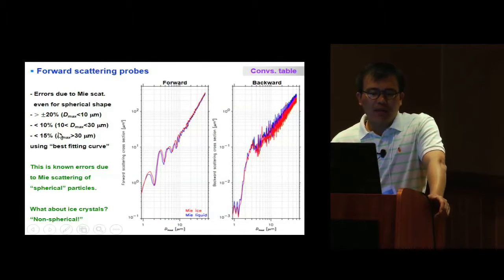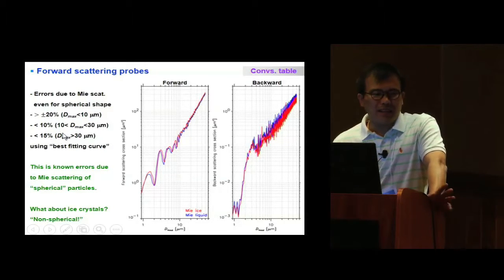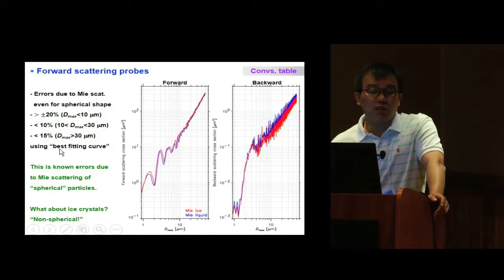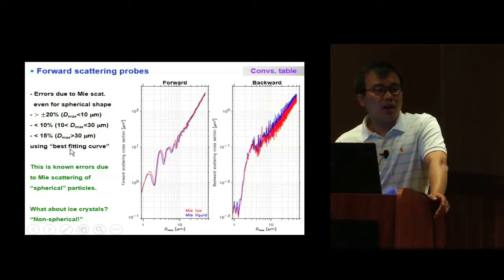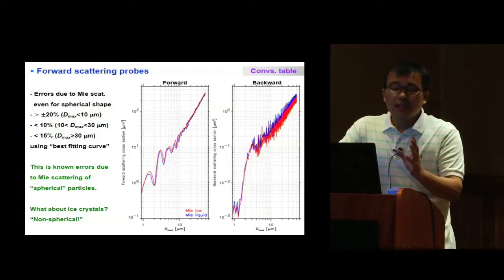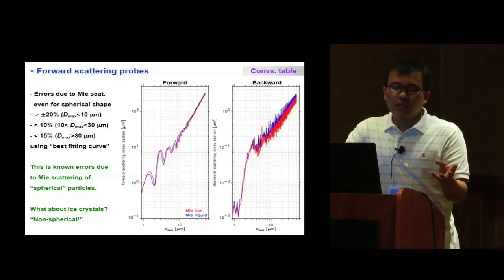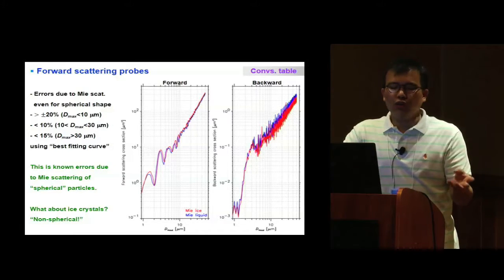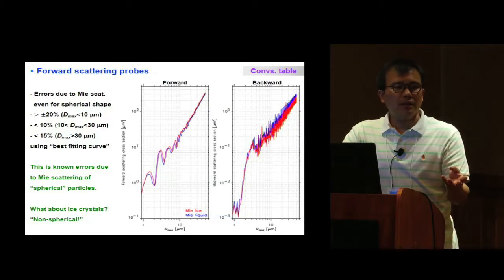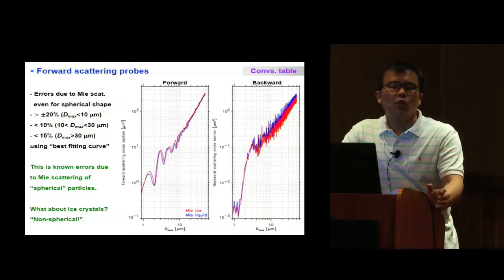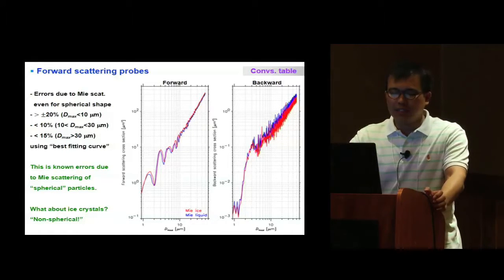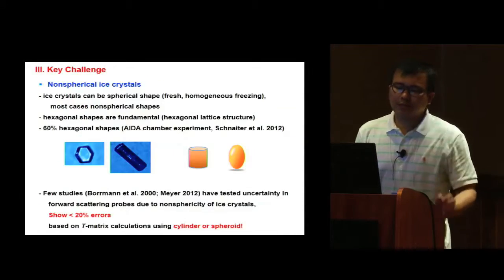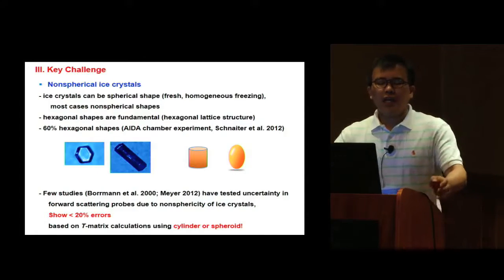And then estimate error is about near 20%, but this one is using a best fitting curve. This is the known errors. We already know this. This one is the errors due to mis-scattering for spherical particles. And then next question is, what about non-spherical ice crystals? Let's see. So these are the key challenges.